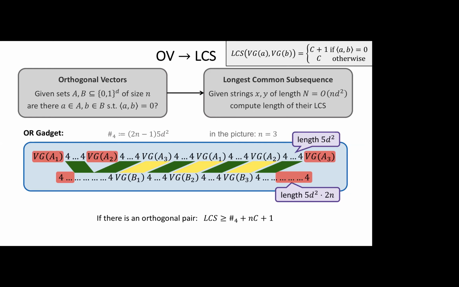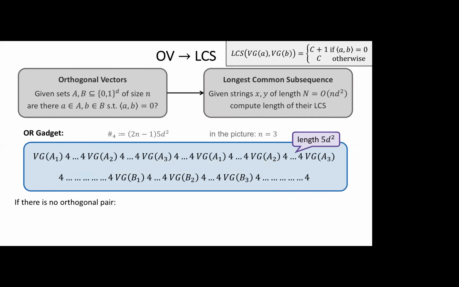And if there is an orthogonal pair, then for some alignment, we align this orthogonal pair. So we get c plus one at one point. So certainly, if there is an orthogonal pair, we can choose this alignment to get an LCS of length, well, you match all the fours, get n times c, and at least once you get a plus one. Okay, that's the positive case. And then in the negative case, we want to show that if there's no orthogonal pair, you get something smaller.